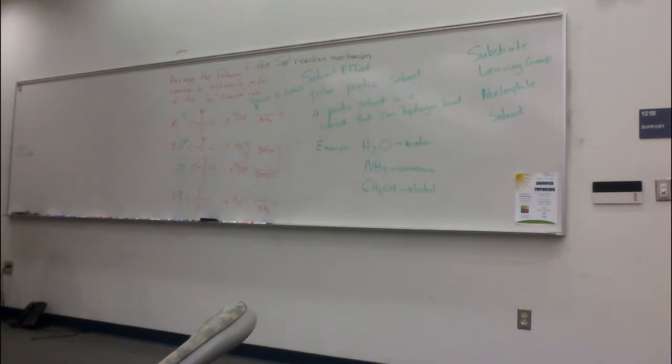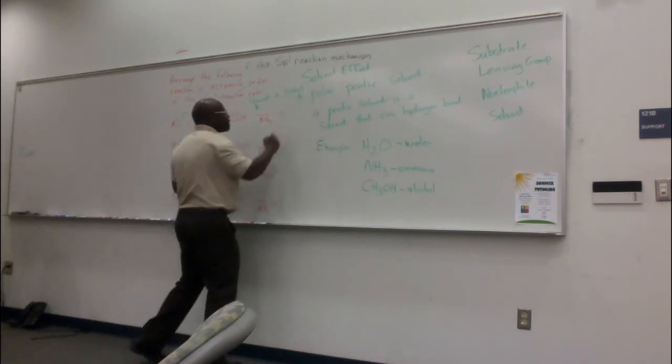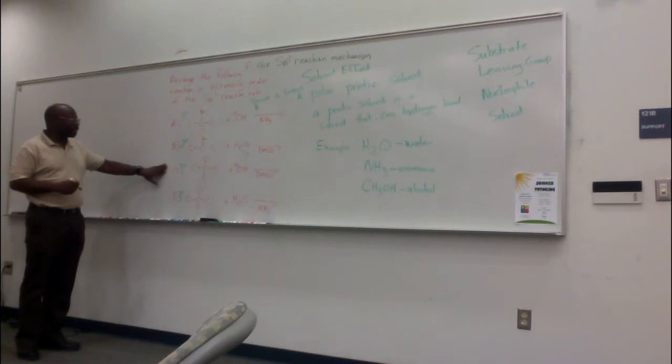The fastest will be bromine. So we already know that we have A as the fastest and B as the slowest. We're just trying to figure out between C and D.